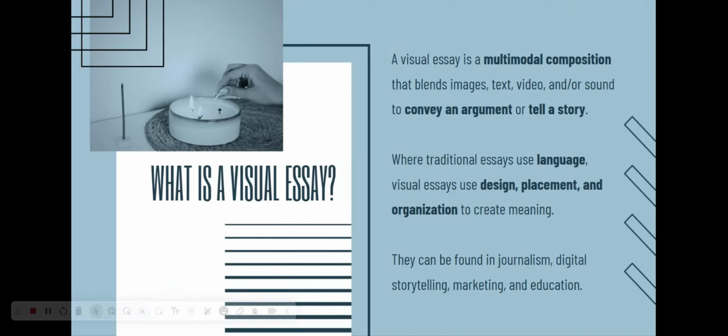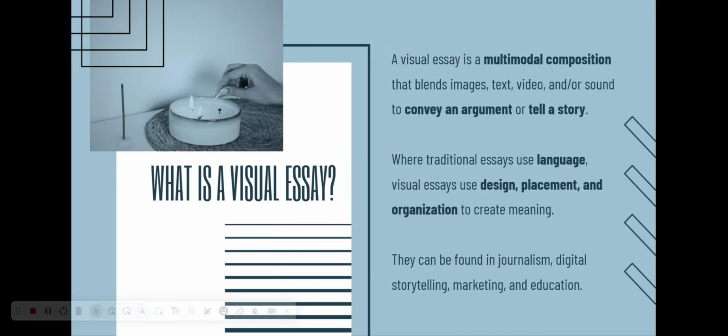So, moving on to what is a visual essay. A visual essay is a multimodal composition that blends images, text, video, and/or sound to bring an argument or tell a story. We have plenty of samples later on, but in a way, you have a script and different images that tie along with that script, and you try to force an argument or an emotion, as most writing does, out of your audience.